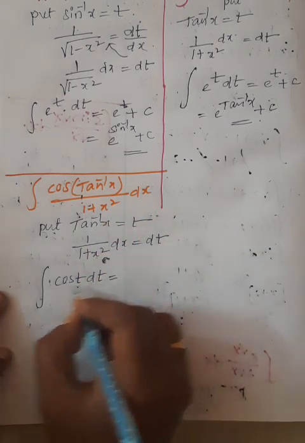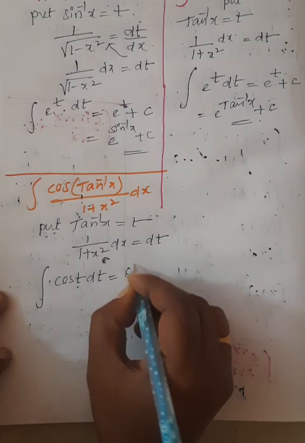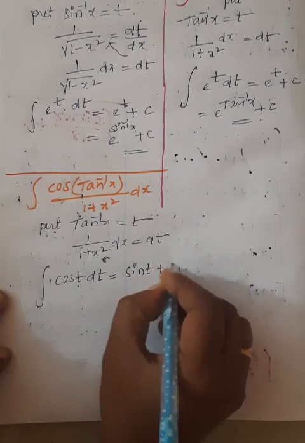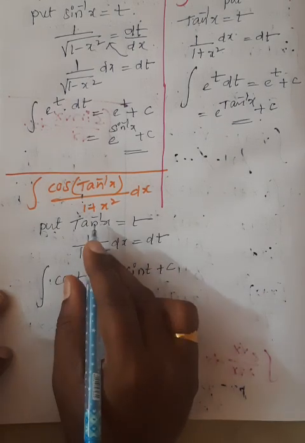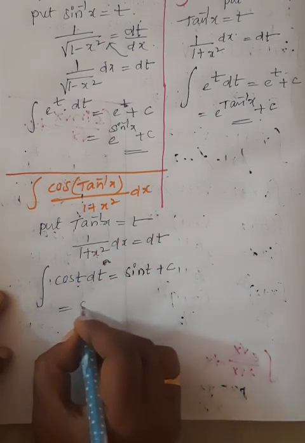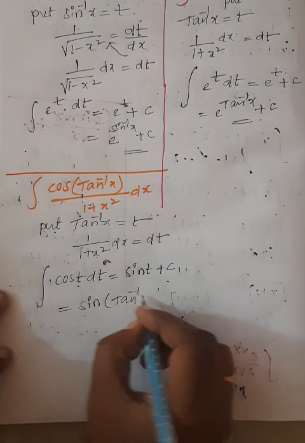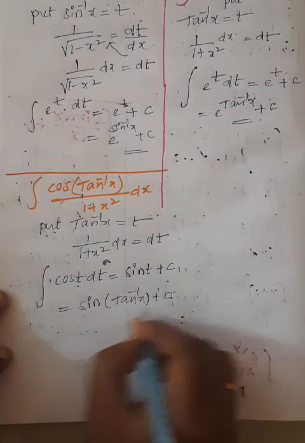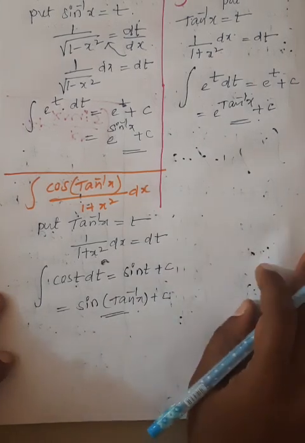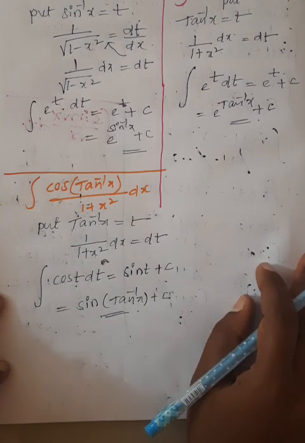So integration of cos t is sin t plus c. Then after we have to replace t with tan inverse x, so it will become sin of tan inverse x plus c, which is our final solution for the given question.